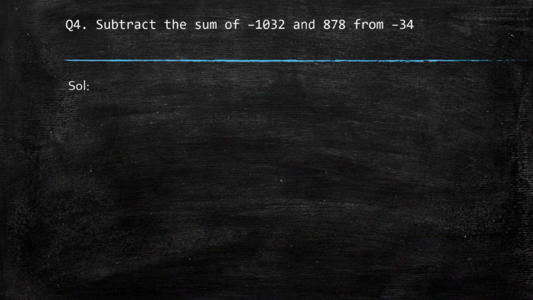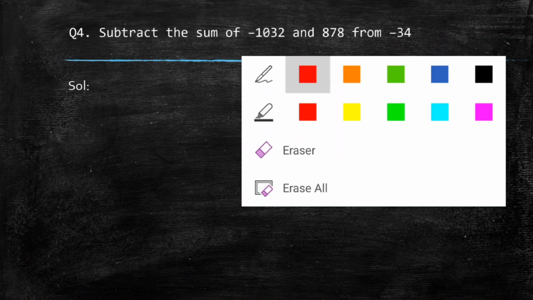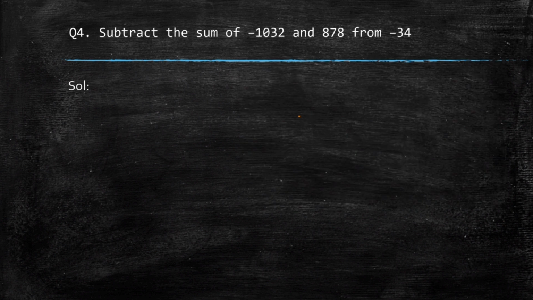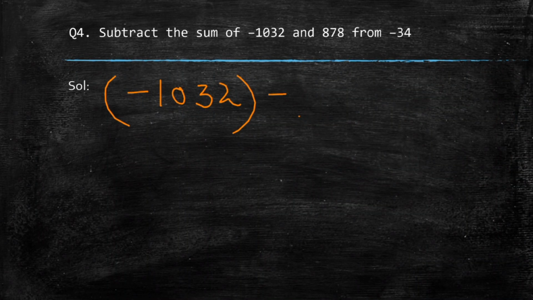Question number 4 is, subtract the sum of minus 1032 and 878 from minus 34. This question you are going to do very carefully. First of all, we are going to find out the sum. Sum of minus 1032 plus 878.